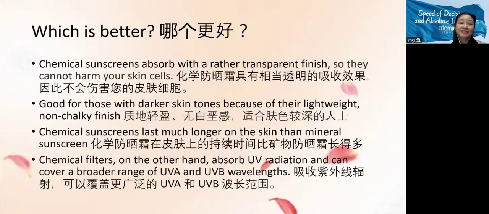Whereas chemical sunscreen will absorb with a rather transparent finish, so it cannot harm our skin cells. It is good for those with darker skin tones because of its lightweight, non-chalky finish. Chemical sunscreen lasts much longer on the skin than mineral sunscreen. Chemical filters, on the other hand, absorb the UV radiation and can cover a broader spectrum of UVA and UVB rays.